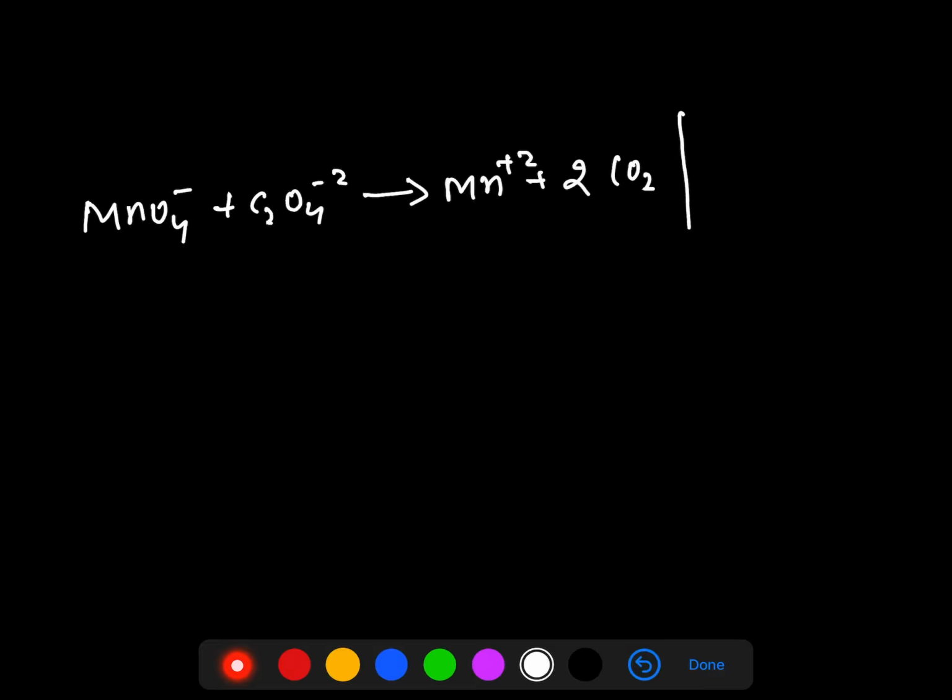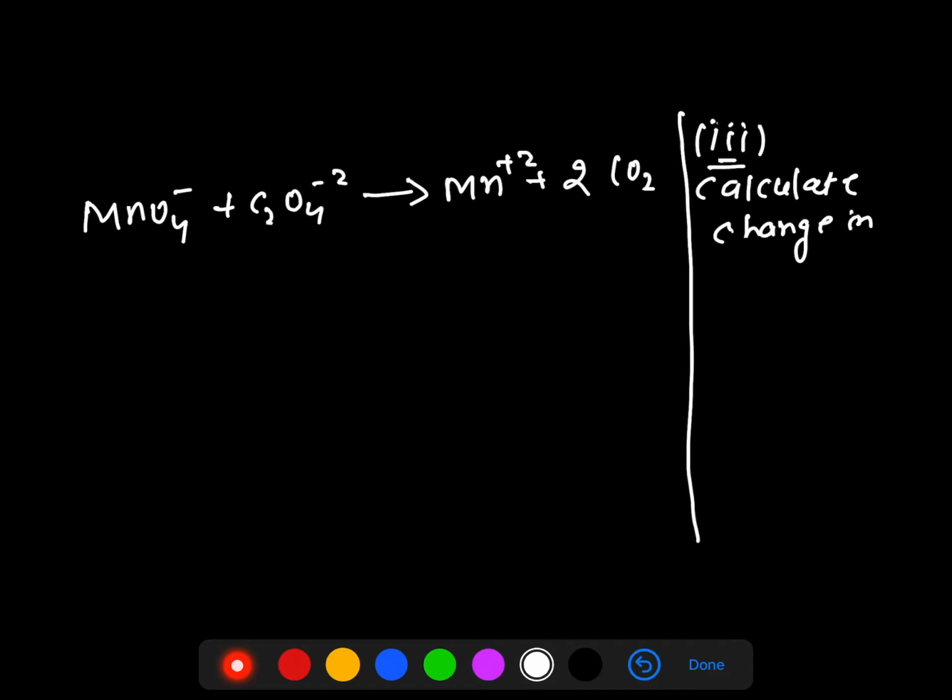other atoms. Fine. Now in the last step we got this equation, MnO4 minus plus C2O4 2 minus gave us Mn 2 plus plus 2 CO2. That is what we got. Now what is the third step? Third step is to calculate the change in oxidation number per molecule. You have to calculate the change in oxidation number per molecule.